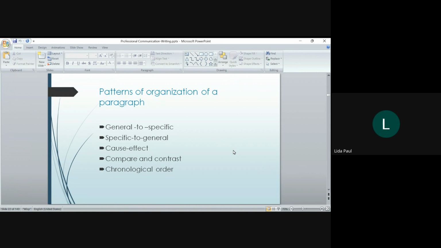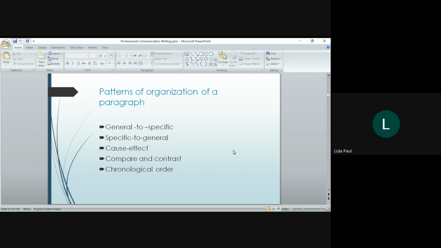So look at this one. I think you can now see the screen, right? So patterns of organization, like I have mentioned, like you see on the screen, we divide or classify it into five divisions: general to specific, specific to general, cause and effect, compare and contrast, and chronological order. This is how you usually do that. But let me tell you at the outset that the main two patterns of organization of a given paragraph are the first two. That is the general to specific pattern of arrangement of sentences or ideas in a paragraph, and the second one is specific to general.